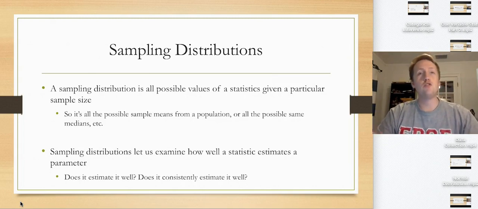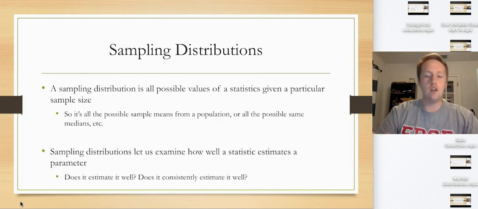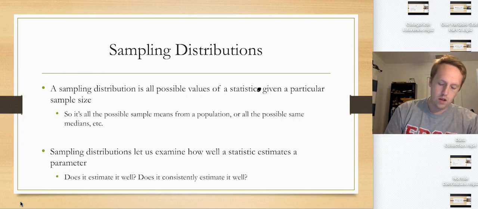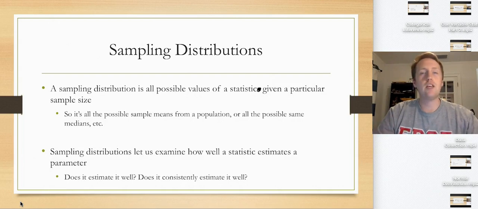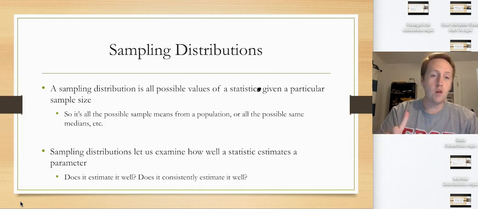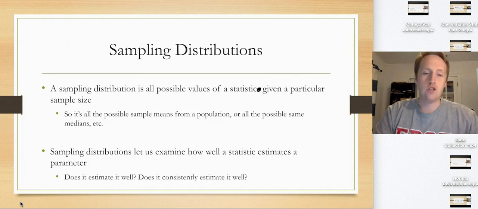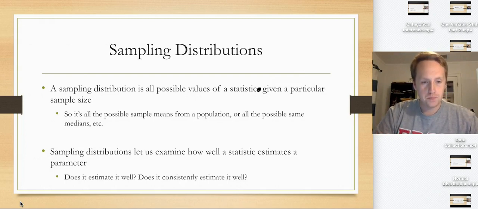A sampling distribution is all possible values of a statistic. I have good grammar, don't worry. Given a particular sample size. So like if there's a population of 1,000,000 people in it, and I sample 100, that's going to give me like one average, right? I'm finding all possible averages. That's what a sampling distribution is.